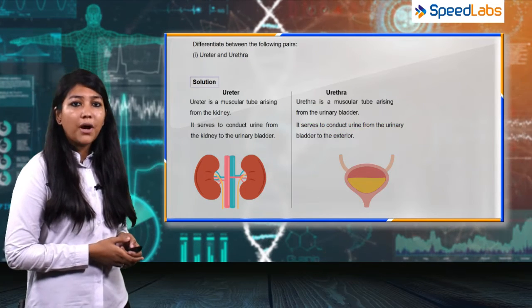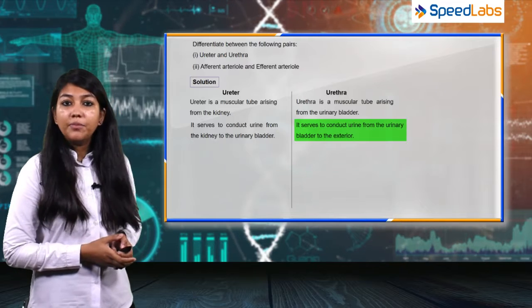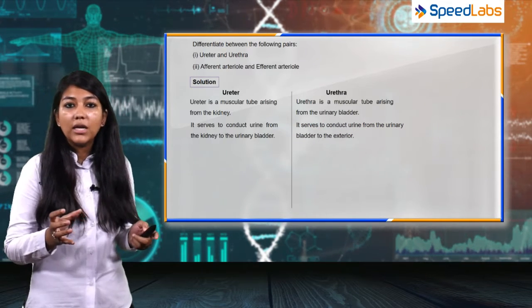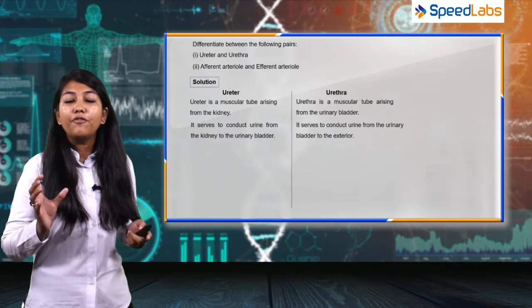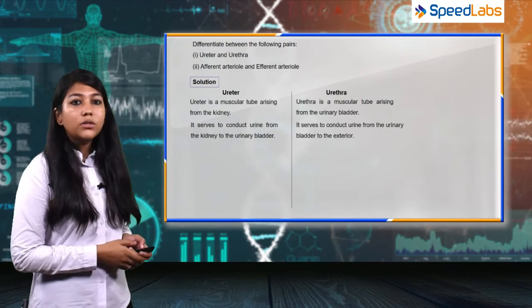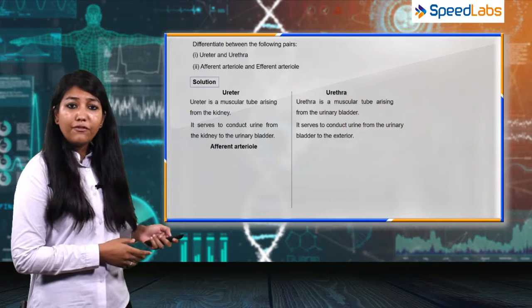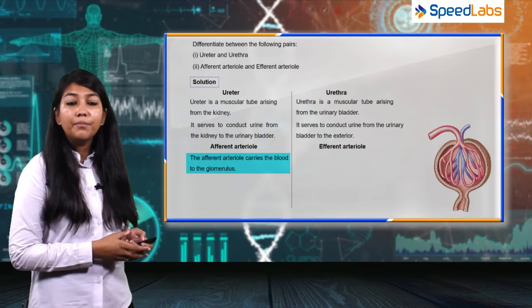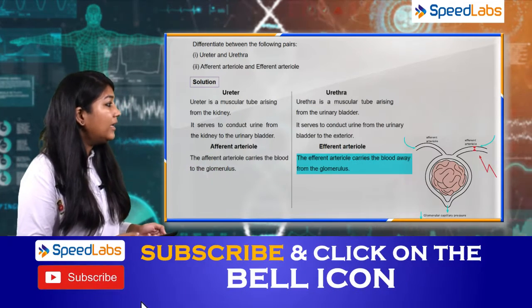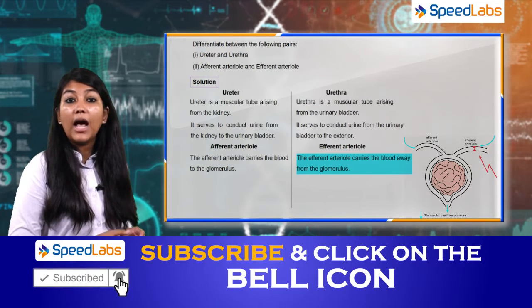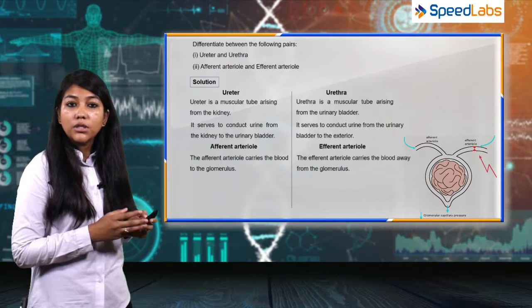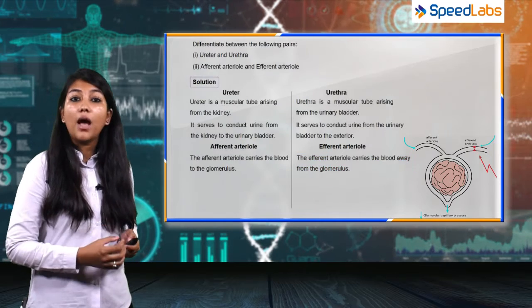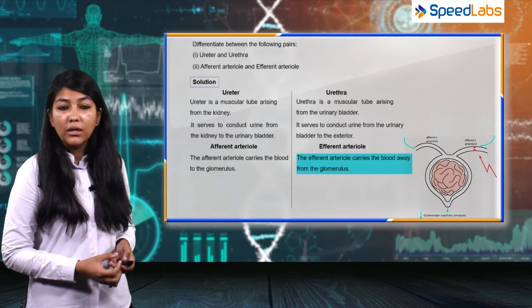Now moving on to the next part of this question, we have to differentiate between the afferent arteriole and the efferent arteriole. Okay, so as soon as you hear these terms, there should be an image of a nephron in your brain. So now starting with the differences, the afferent arteriole and the efferent arteriole. The afferent arteriole, it carries the blood to the glomerulus, and the efferent arteriole, it carries the blood away from the glomerulus. So this is a very important point of difference. One is carrying the blood towards the glomerulus and the other one is carrying the blood away from the glomerulus.